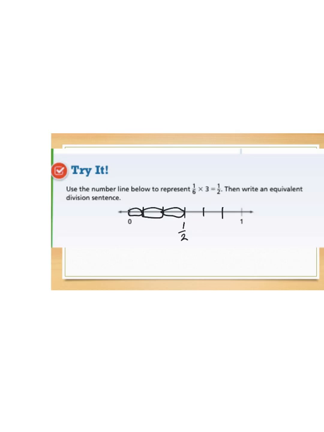Now, if you were to write this as a division problem, you would have 1/2 divided by 1/6 equals 3. Or 1/2 divided by 3 equals 1/6.